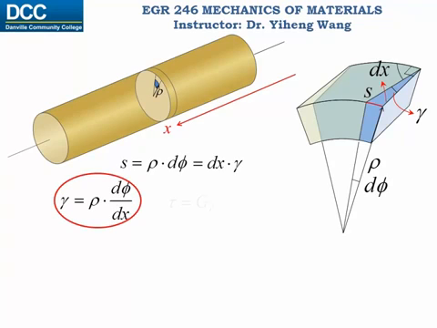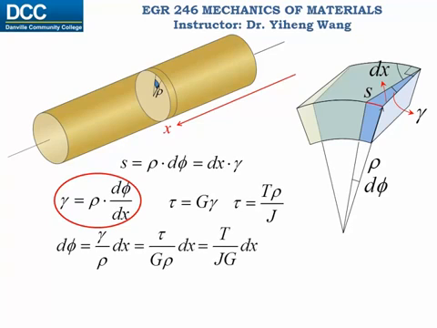And also, according to Hooke's law, tau equals G times gamma. G is the modulus of rigidity, which is the constant for a material. Gamma, again, is the shear strain. And also we know the torsion formula now, tau equals T, the internal torsional moment, times rho, the radial position, over J, the polar moment of inertia of this entire cross-sectional area. Based on all these, we can derive that d phi equals this, and then lastly T over JG dx.